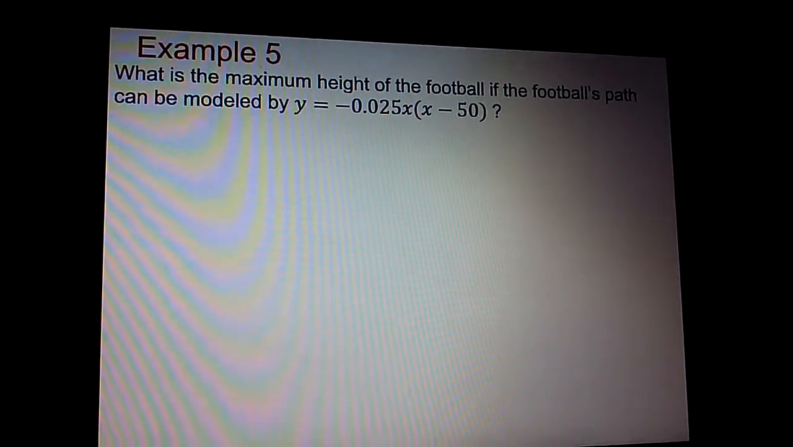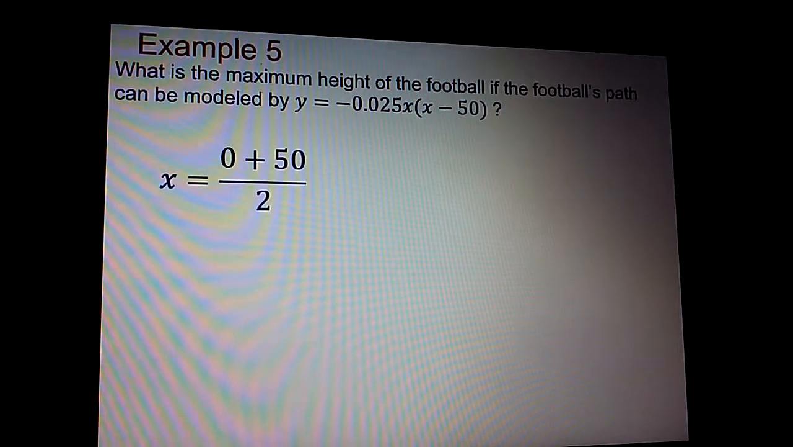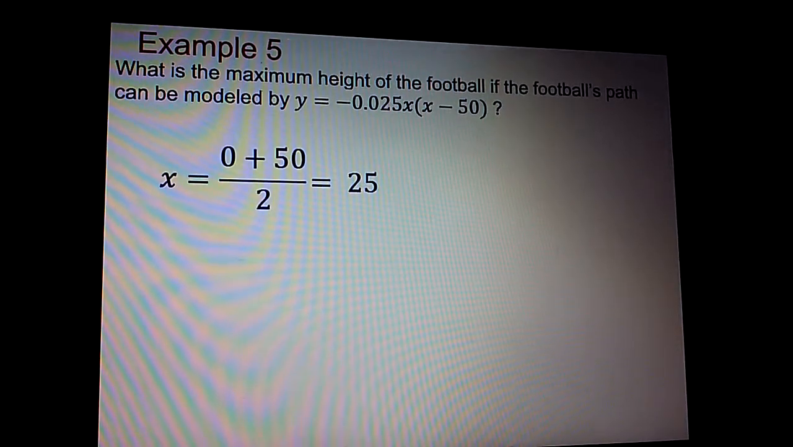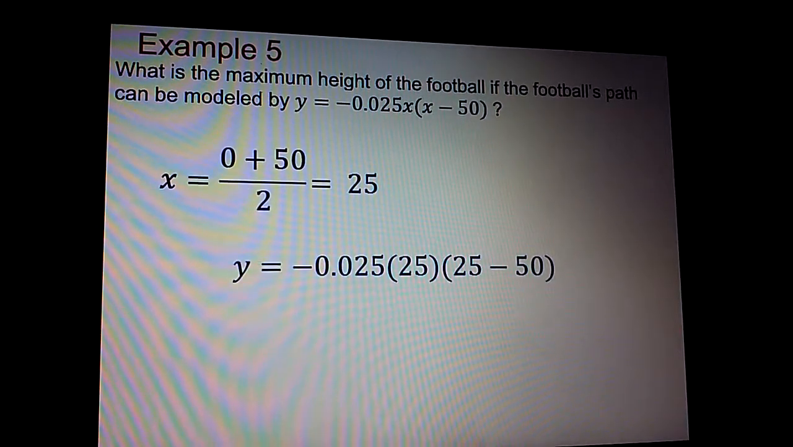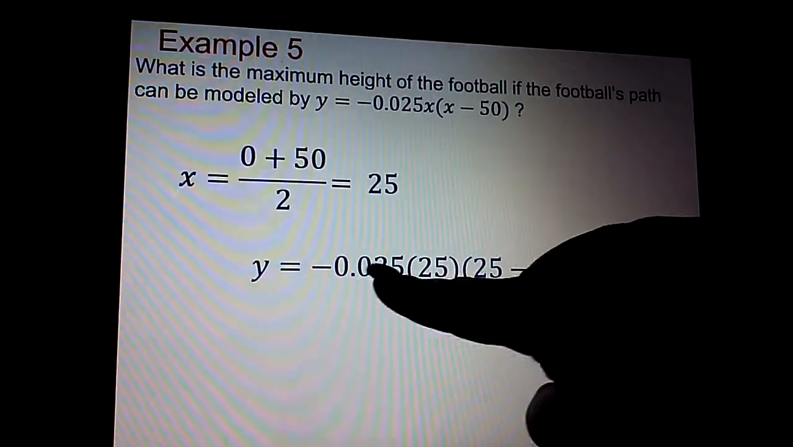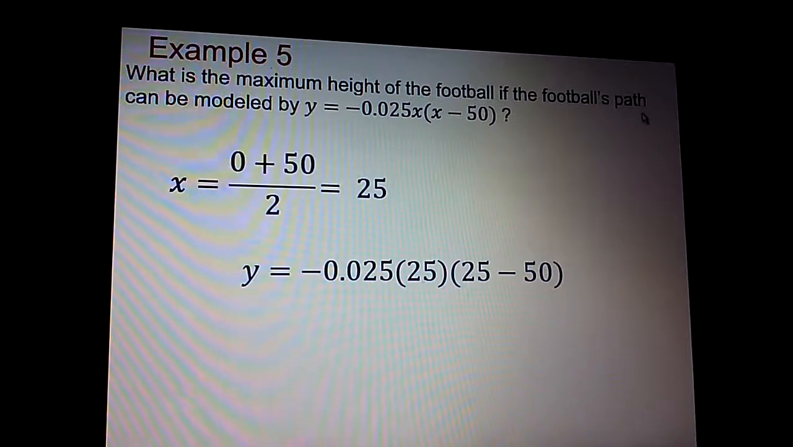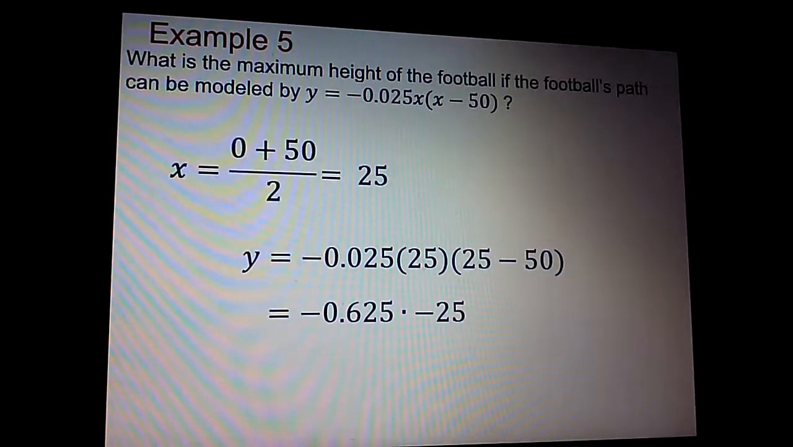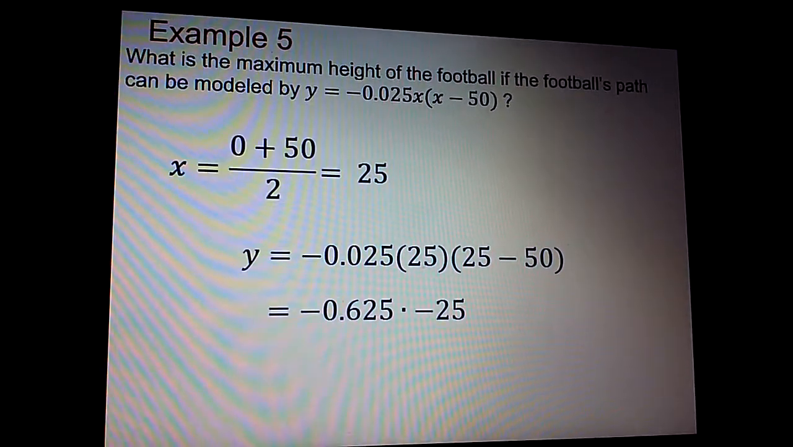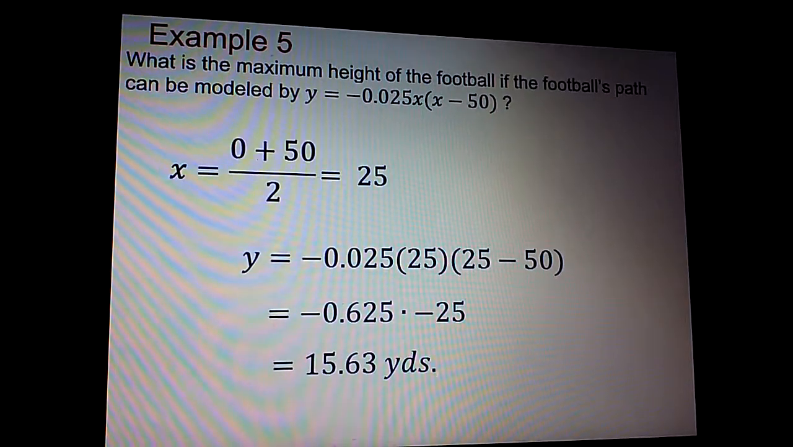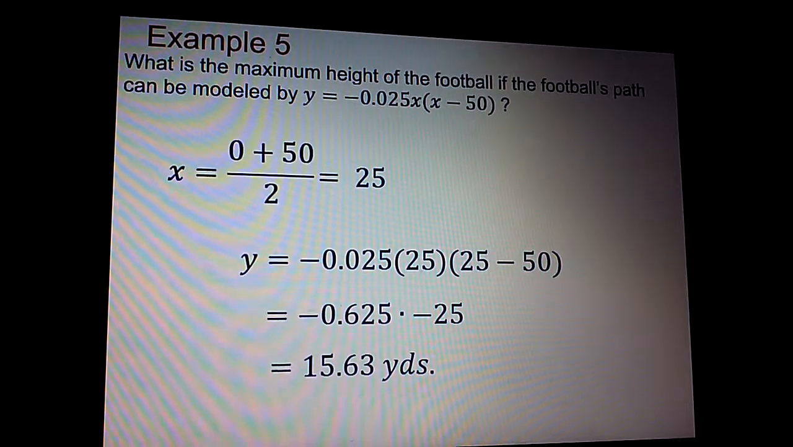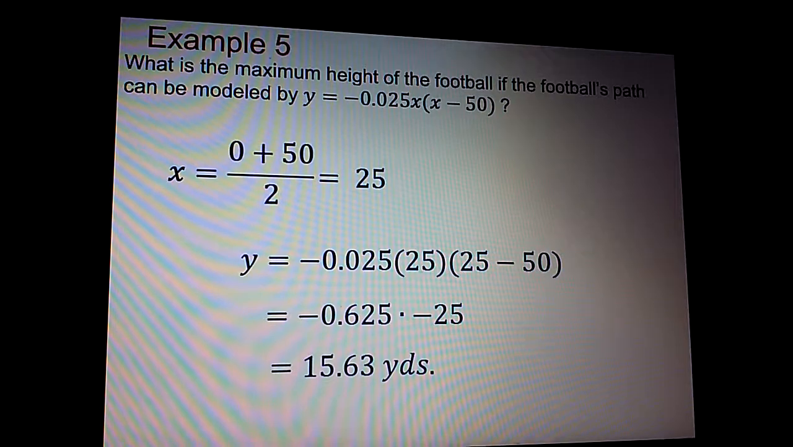So our two intercepts are 0 and 50. Halfway between them is 25. Take the 25, plug it back into the equation. Remember, again, you're multiplying these two, subtracting these two, and then multiplying the two answers. And since they're both negative, we'll end up with a positive answer. So the football went 15.63 yards in the air.